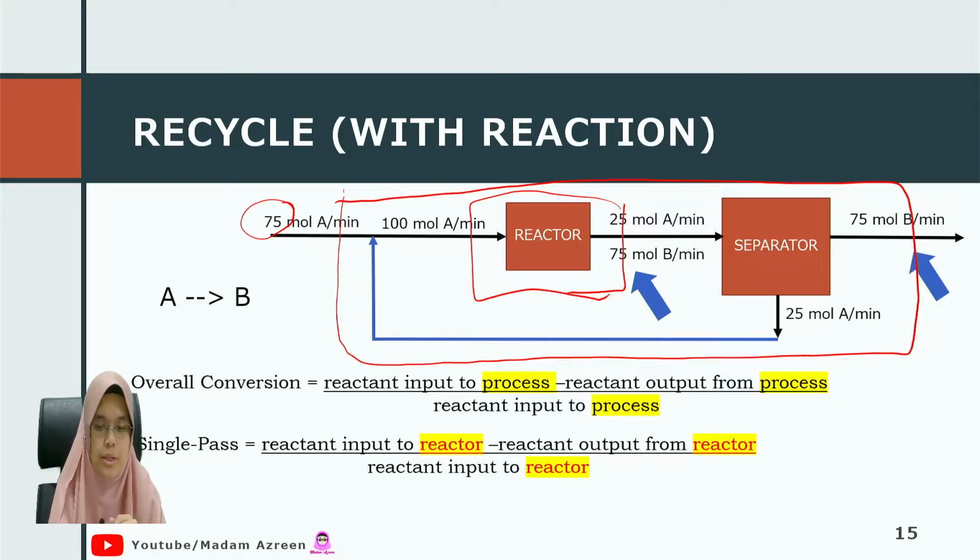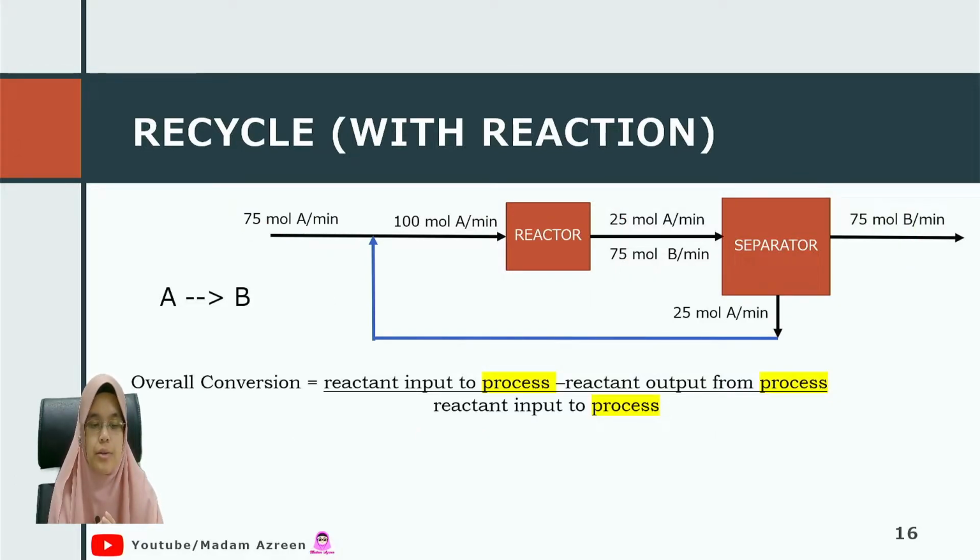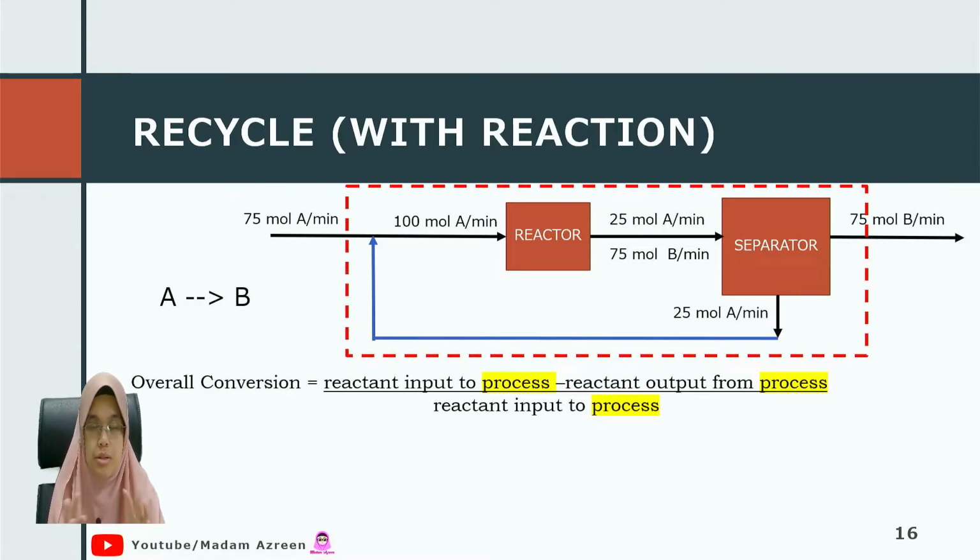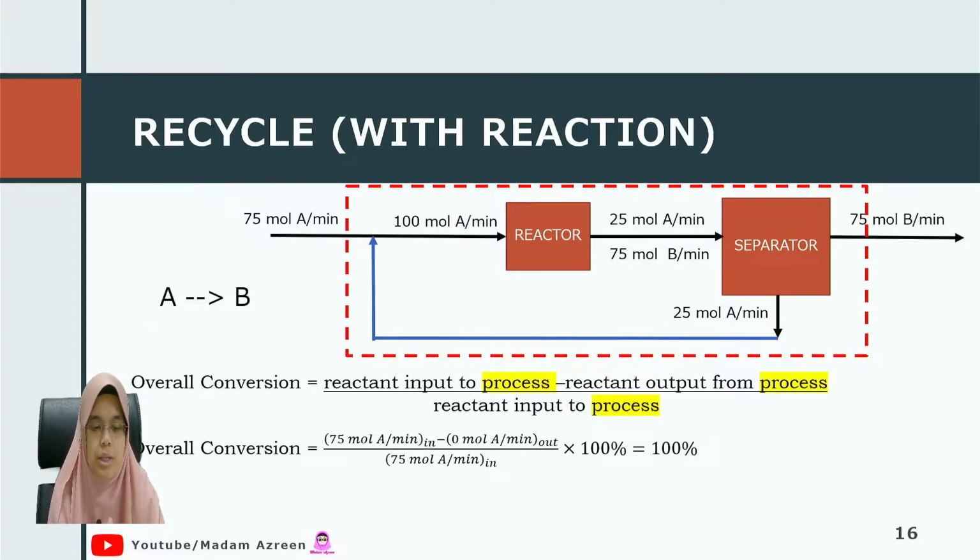For example, here, to calculate an overall conversion at this outer boundary condition, we take 75 mole of A minus 0 of A here, A is 0, divided by how much A goes in, the same 75, and we have 100% conversion.